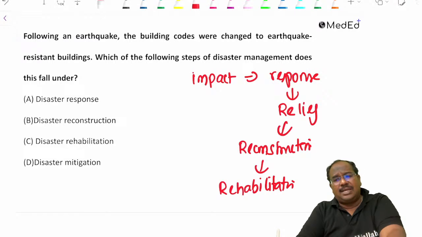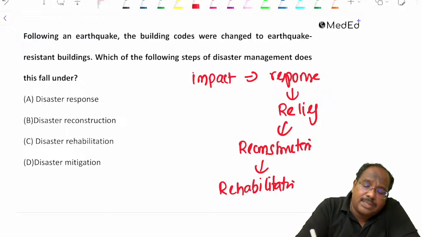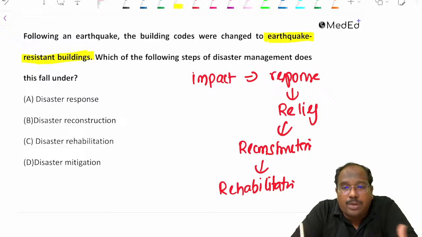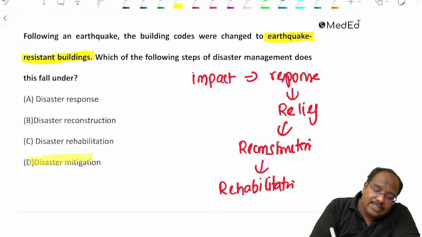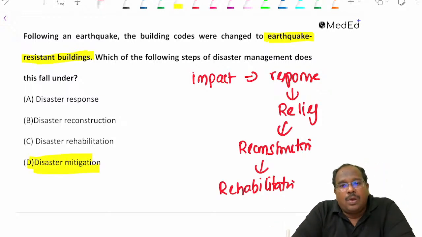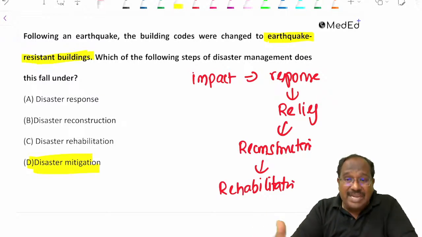But the question here is, what will you do? Building codes were changed to make earthquake resistant buildings. In future, if an earthquake happens, we want to reduce the impact of the disaster. What is this called? This is called disaster mitigation. If disaster happens again, I want to reduce the impact of the disaster. This we call mitigation.